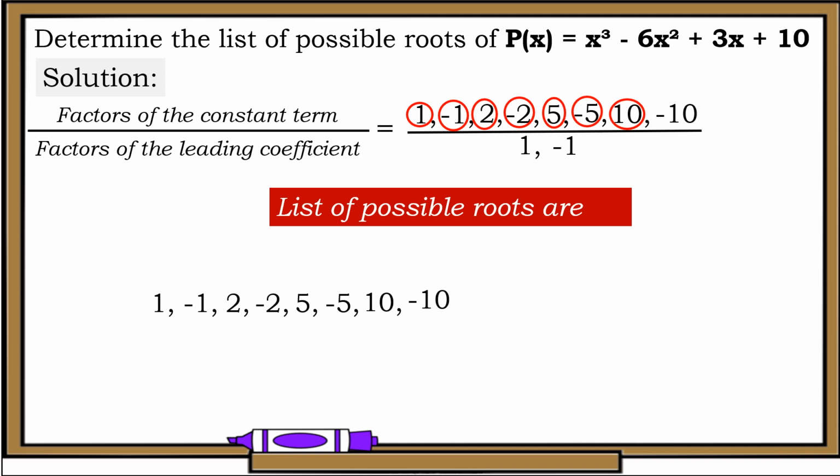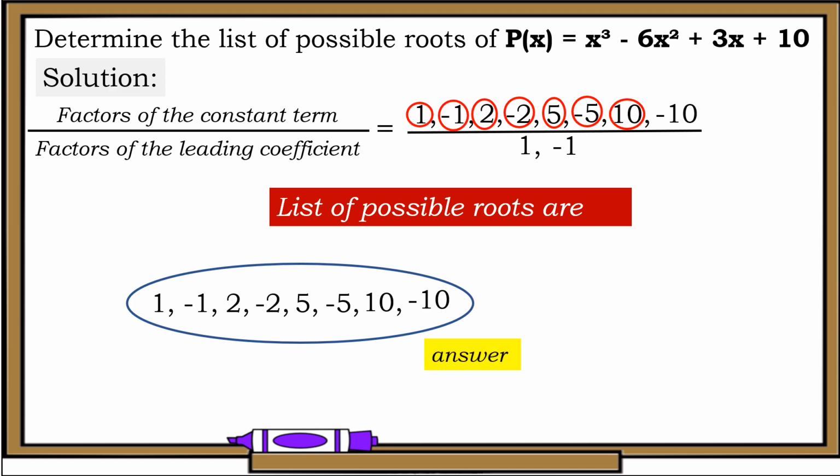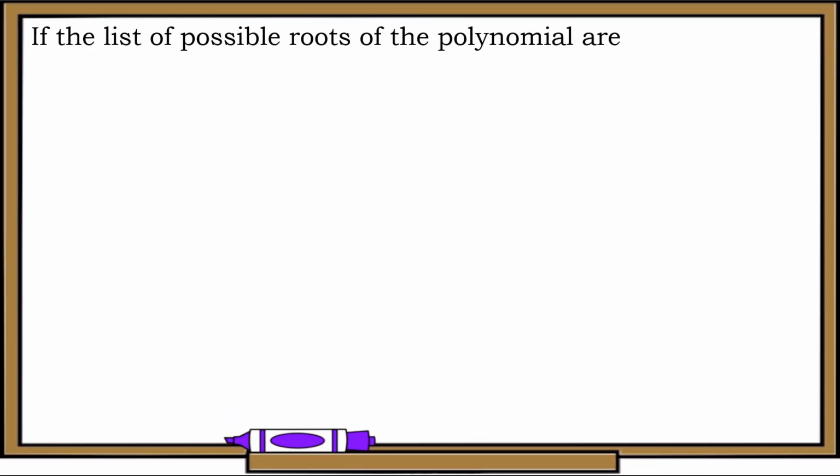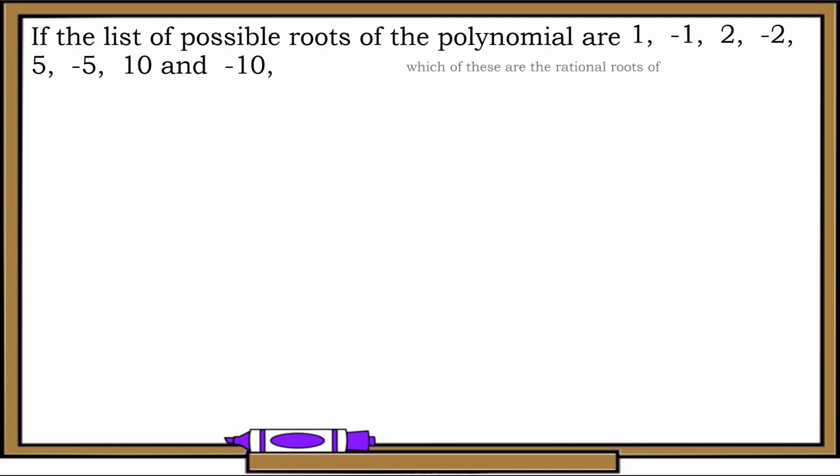So, andyan na lahat. So, the list of possible roots are 1, negative 1, 2, negative 2, 5, negative 5, 10, and negative 10. Gagamitin natin tong list of possible roots para malaman natin yung roots ng given polynomials. Ayan. If the list of the possible roots of the polynomials are 1, negative 1, 2, negative 2, 5, negative 5, 10, and negative 10.